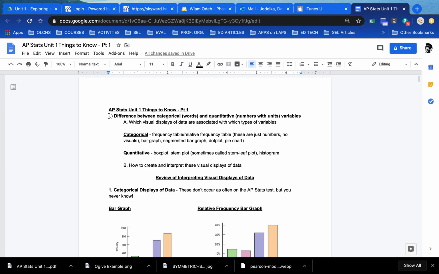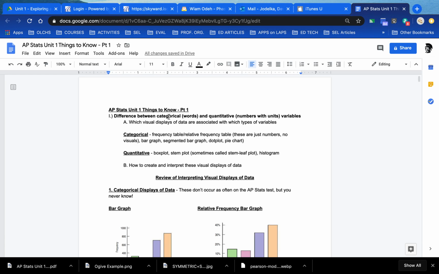What we started off the entire year with was the difference between categorical and quantitative variables. So, categorical, remember, we tend to say words. You've seen this more in recent chapters when you did hypothesis tests for proportions. Proportion has to do with answering yes or no to a question, and yes or no to a question falls into the category of categorical.